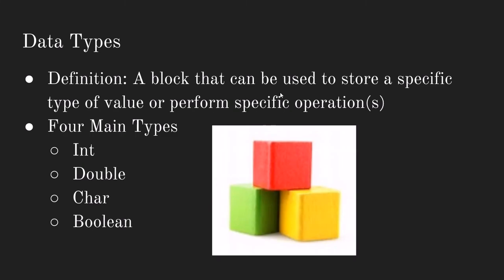So the definition of a primitive data type is a block that can be used to store specific types of values that can perform specific operations. So the four main types of primitive data types are ints, doubles, characters, and booleans.